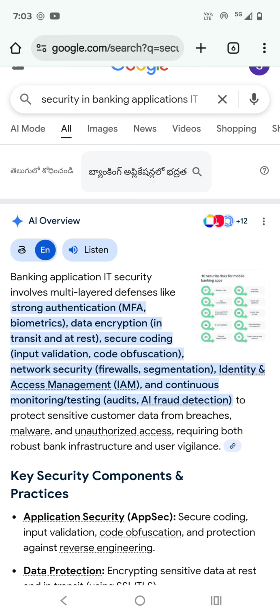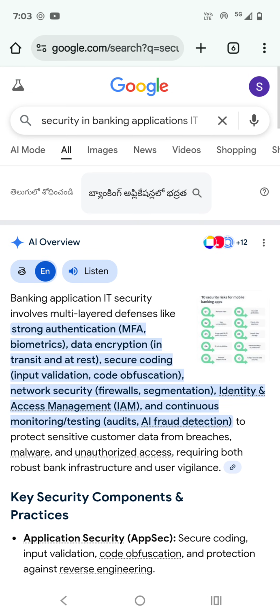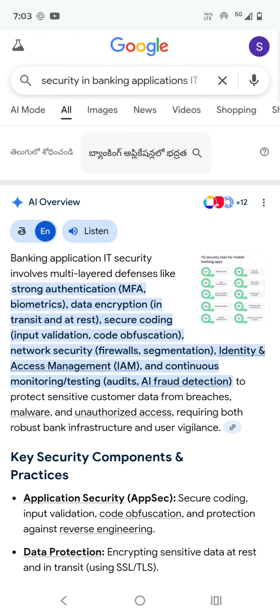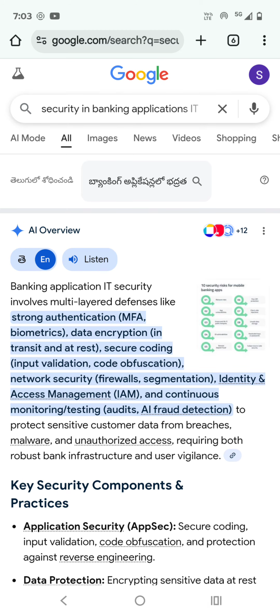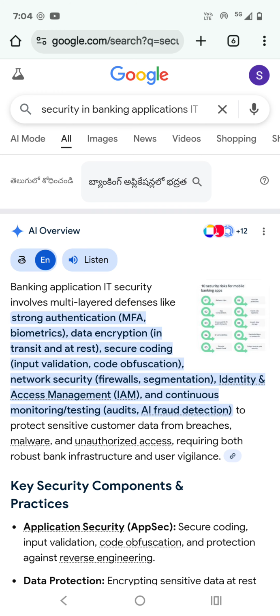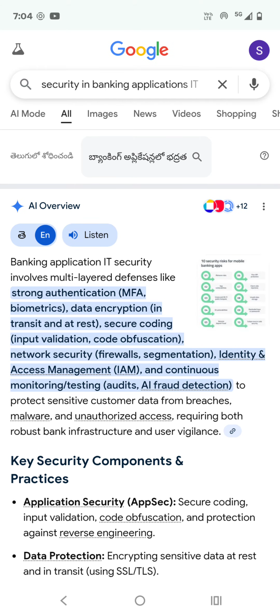Now, when IT teams and developers are building applications, it is very important to take the factor of security into account. Banks always deal with customer data and transactions, money. It is very sensitive data. So it is the first and foremost important factor for any developer to secure the application.